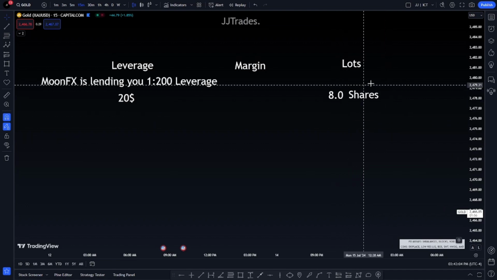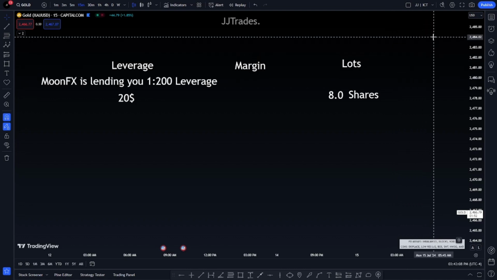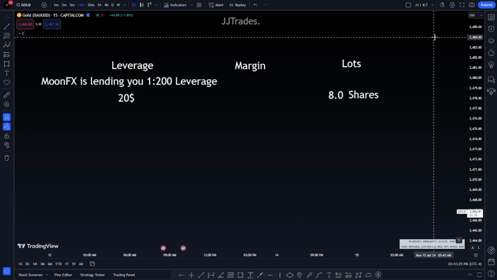Lots is how much of a certain asset you're buying. You've probably already gotten most of it since I've been explaining it while I'm talking, but lots is a certain amount of a certain asset that you're buying. So it can be gold, it can be silver, it can be the Nasdaq, it can be Nvidia, it can be Google, it can be Apple, it can be anything. But it's a certain amount of a certain asset that you're buying.